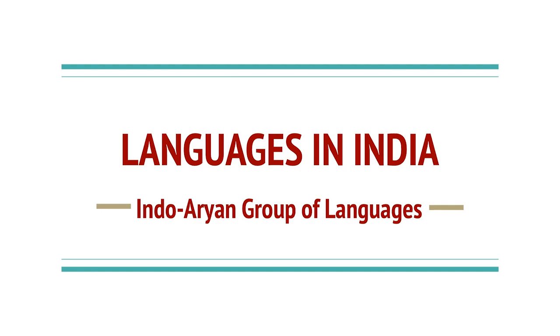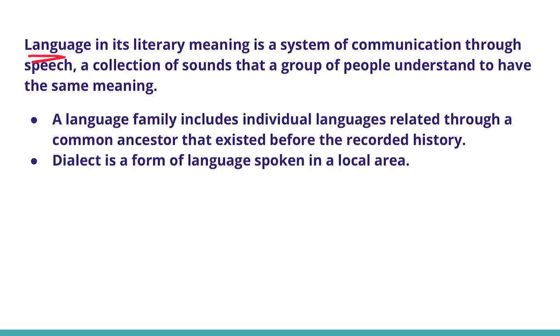And what is this language? Language is a system of communication through speech. You can say it's a collection of sounds that a group of people understand to have the same meaning. A language family includes individual languages that are related through a common ancestor and that existed before recorded history. Dialect: a dialect is a form of language that is spoken in a local area. There are several dialects, and they can be derived from a particular language.